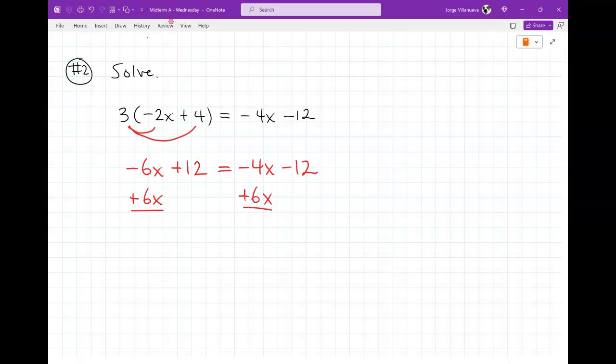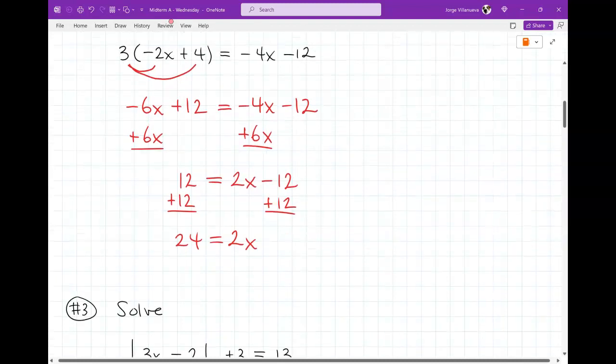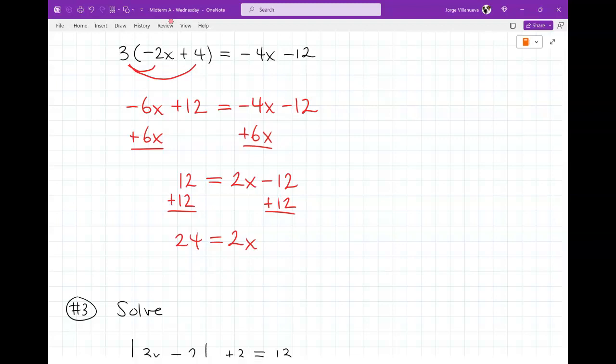So if I add 6x to both sides, all I'm left with on the left side is a 12. On the right side, I have a 2x minus 12. Now, since I already have the x alone on the right side, I'm going to get rid of that minus 12. So let's add it to both sides. So that gives me 24 is equal to 2x. Now, to get my answer for x, what do I do to both sides? What do I have to do on both sides to get x by itself? Divide, right? So divide both sides by 2, and that's going to give me 12 is equal to x.